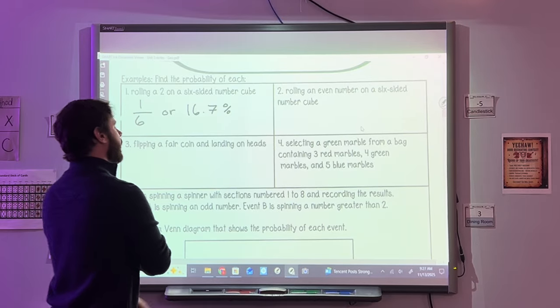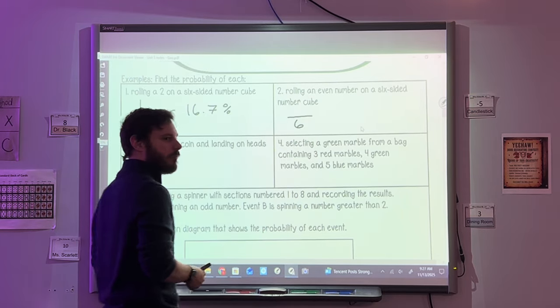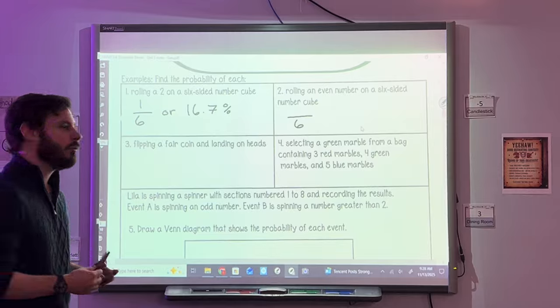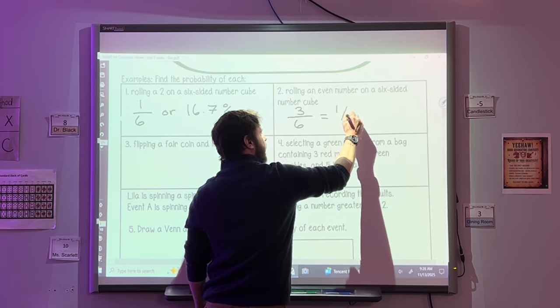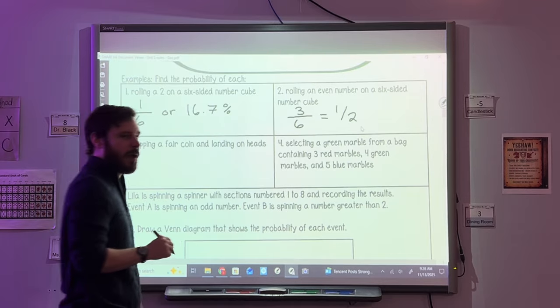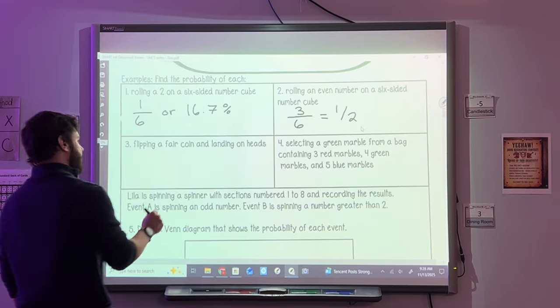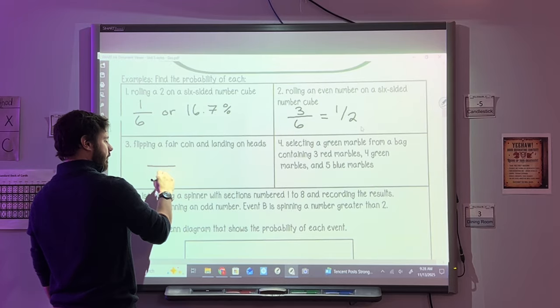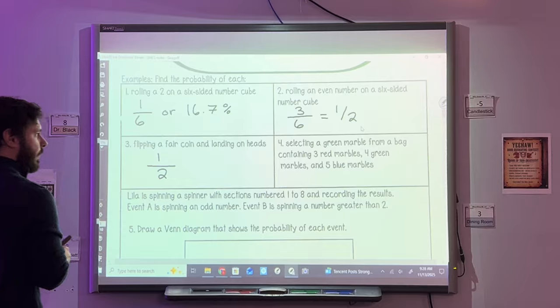Rolling an even number. Okay. So I still have those 6 outcomes. Now, how many of those were even? 3, 2, 4, and 6. Reduce if you can. Always reduce. You guys are big boy math students. You should know to do that. Flipping a coin and landing on heads. So we just talked about this example. There are 2 outcomes. Only one of them is heads.